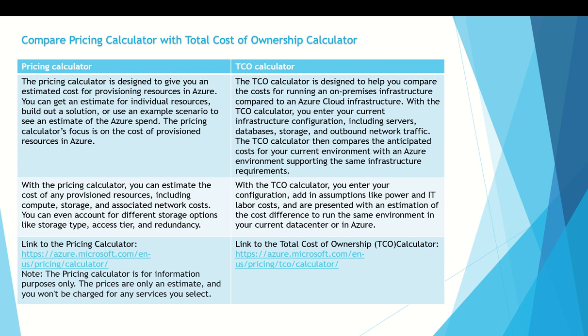Same thing with the TCO calculator, which is designed to help you compare the costs for running an on-prem infrastructure compared to Azure infrastructure. With the TCO calculator, you enter your current infrastructure configuration, including servers, databases, storage, and outbound network traffic. The calculator then compares the anticipated cost for your current environment with the Azure environment supporting the same infrastructure. It's pretty simple to understand, nothing complicated.